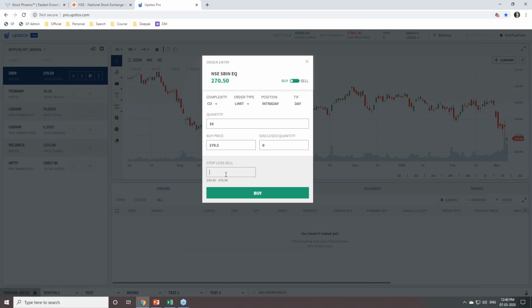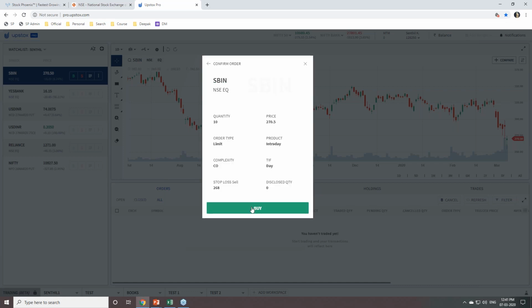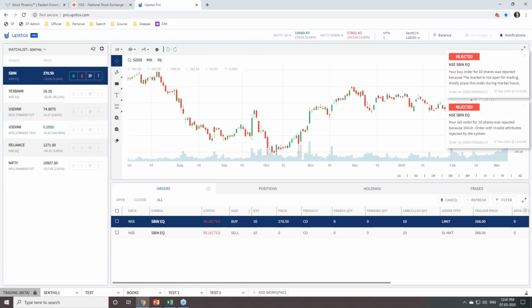Say you want to take 3 points of stop loss. Mention how much stop loss you want to take. Click on buy. Stop loss 268. Click on this and you can place the order. You can see here the order is rejected because there is no live market now. Okay, next.